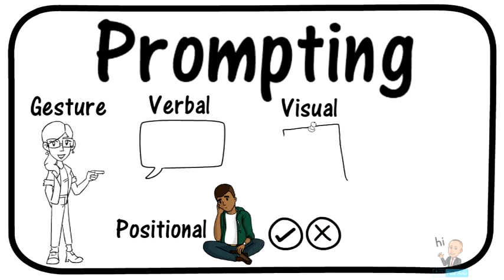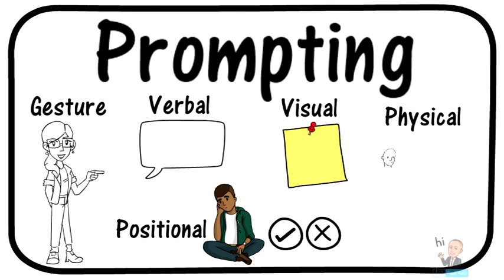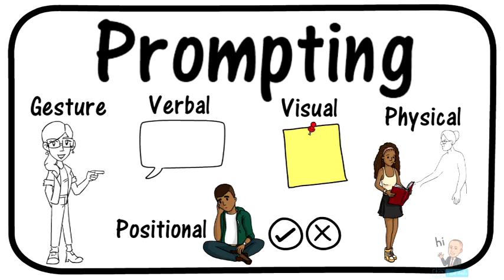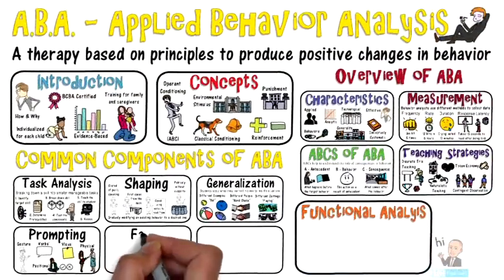And last but not least is the physical prompt, which includes physically guiding or touching the toddler to help him or her use the target behavior, like tapping the toddler's hand, which is already on the toy car, to cue him to push the car. So that is a physical prompt.